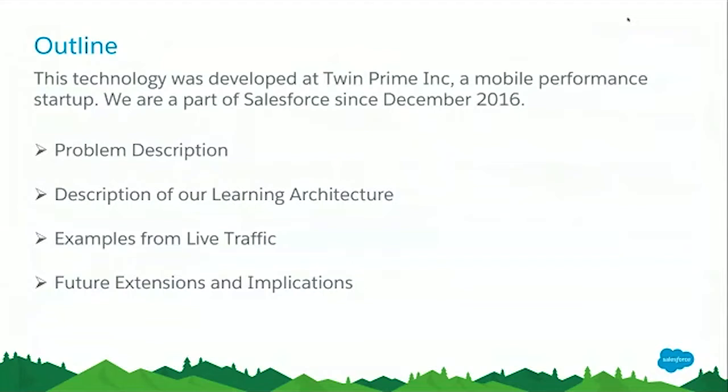I'm going to be describing how exactly we modeled this problem, made it tractable, and devised a solution. My talk is divided into 4 parts. First, I'm going to describe the problem, and then I'm going to talk about how we modeled it, some examples from live traffic from this solution being deployed on different handsets around the United States, and some future extensions and implications of this technology.